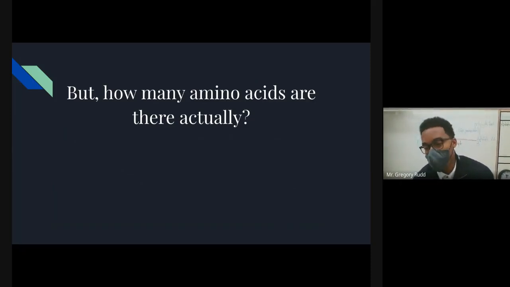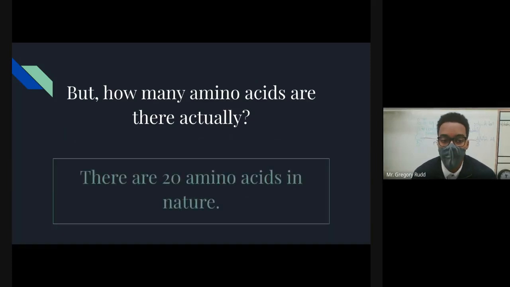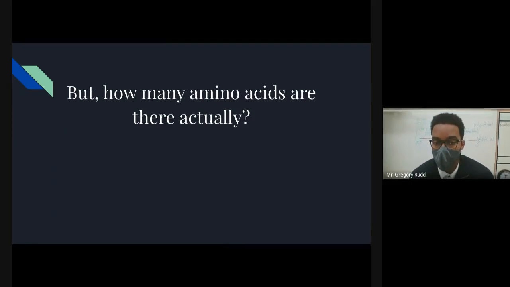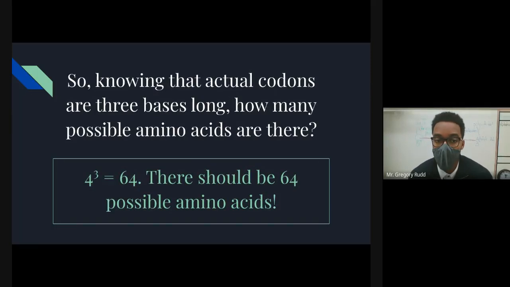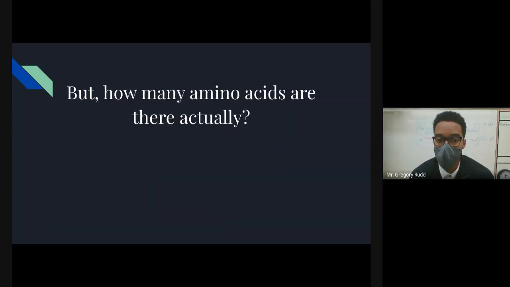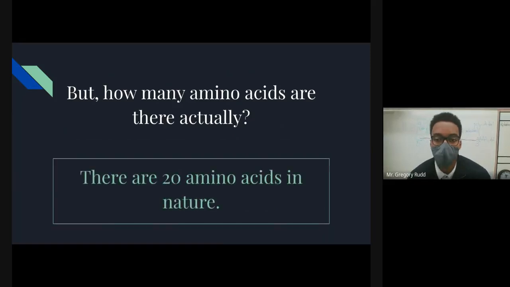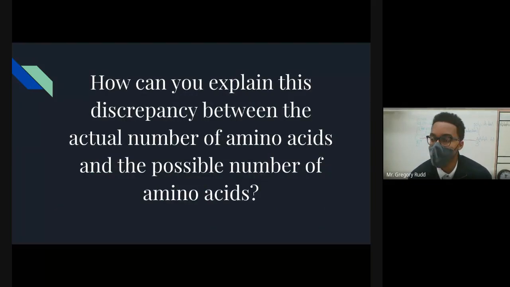Okay, this is kind of a random fact. There's no real reason you should know this. There are 20 amino acids in nature. So there are 20 possible amino acids. But we just found out from Lexi's math that there should be 64 possible amino acids. So what is the discrepancy between 64 possible and 20 actual? Why are there 44 fewer than what we should expect? Any thoughts about that?